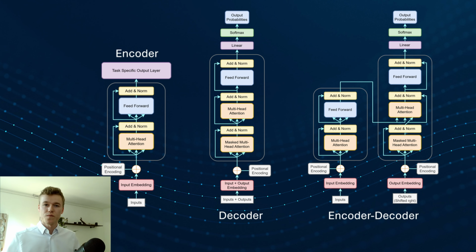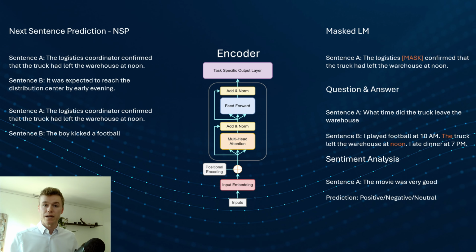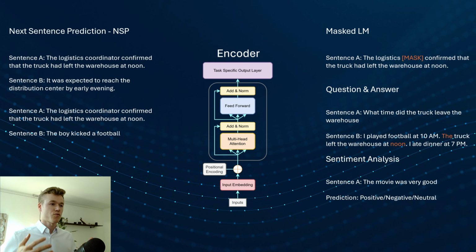the encoder. So the encoder specializes at bidirectional context understanding, and what that means is that the encoder reads sentences from left to right and right to left to get a great understanding of the connections between the words in the sentence. So tasks the model specializes at are next sentence prediction, where the model has to decide whether or not a sentence is followed by a previous sentence.